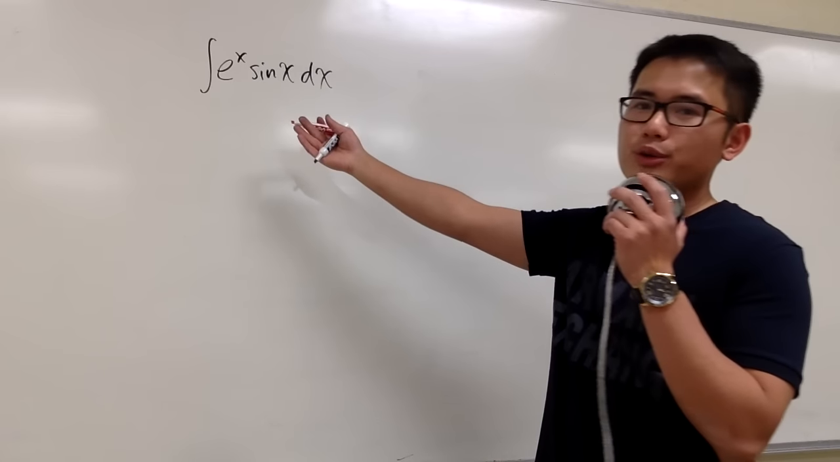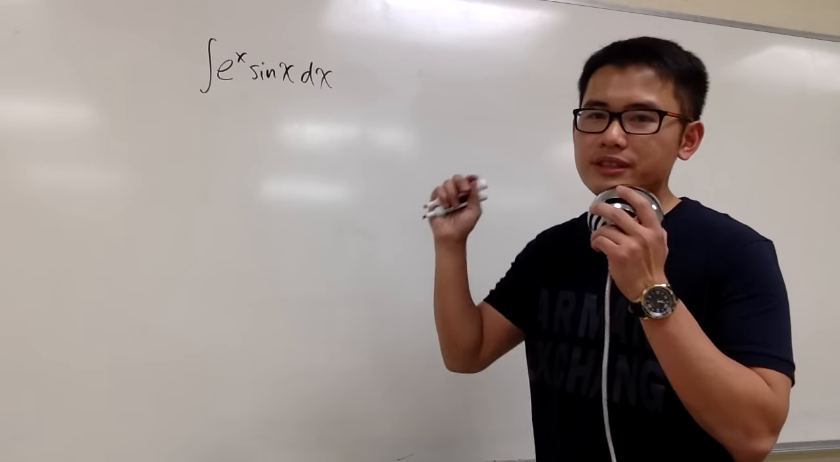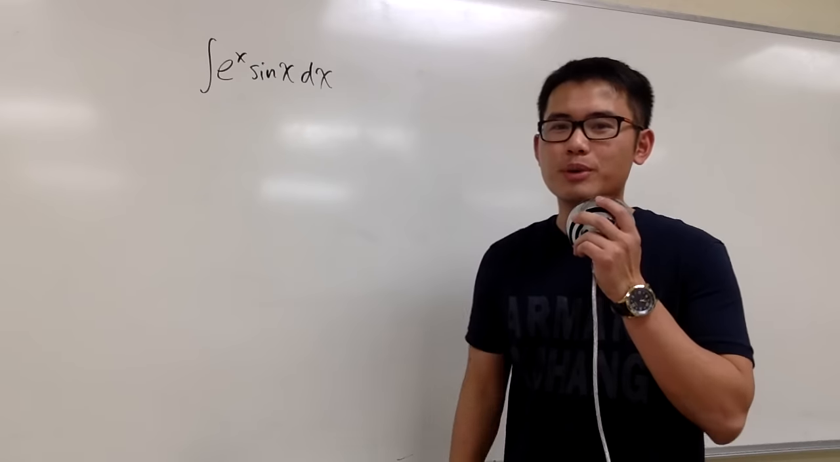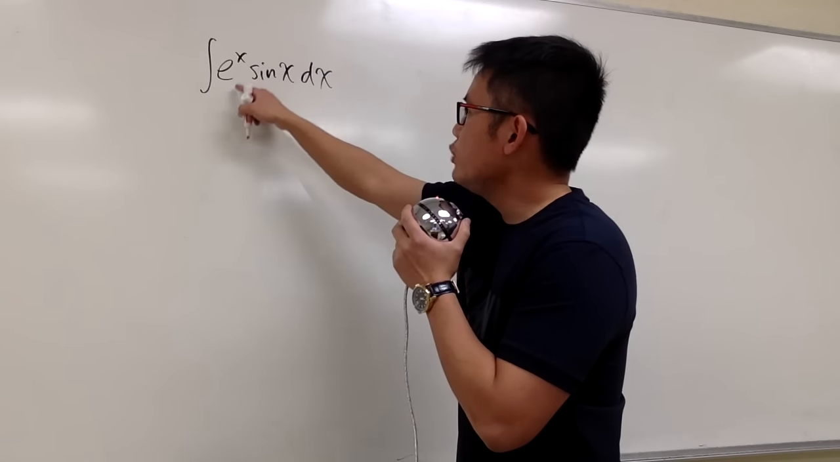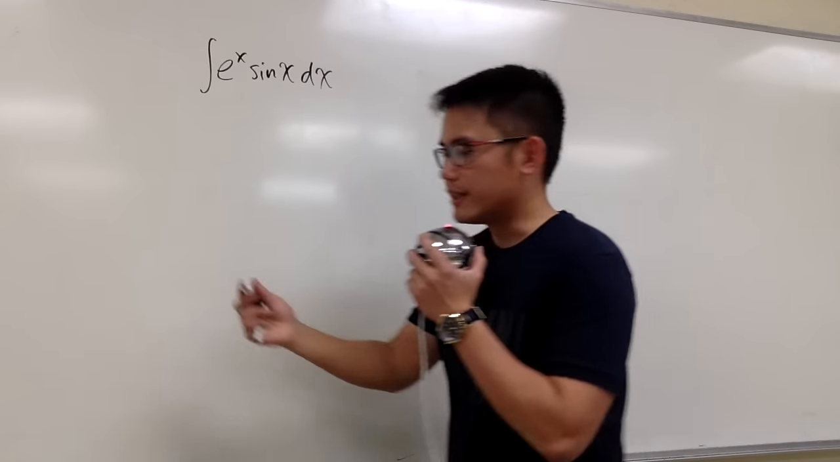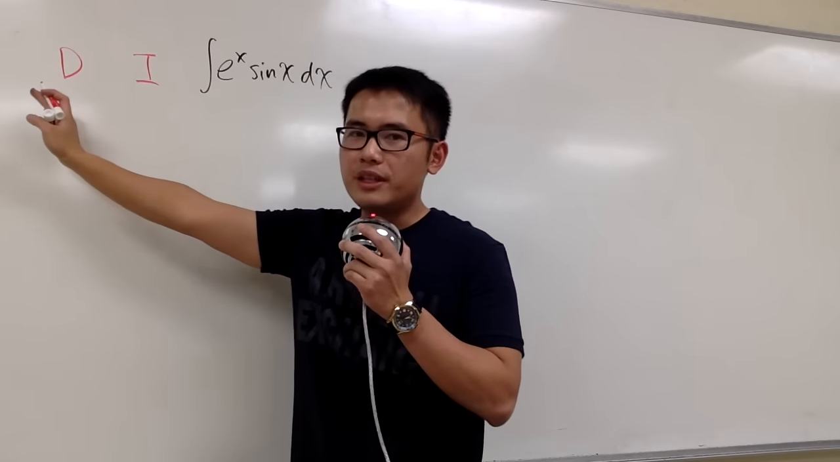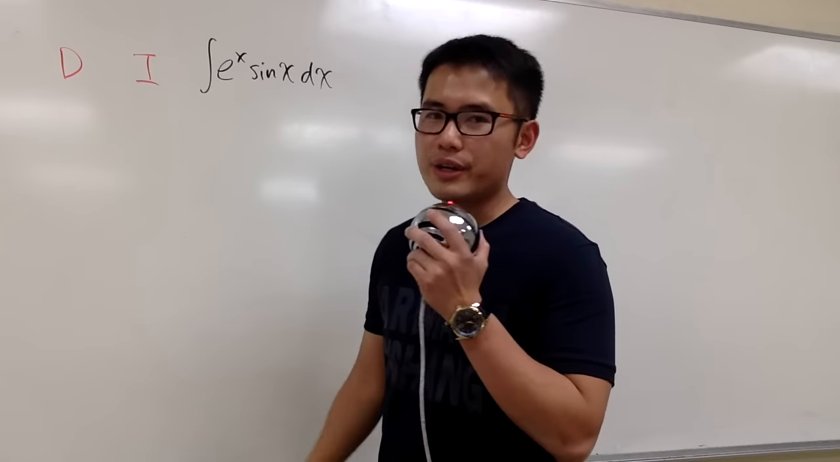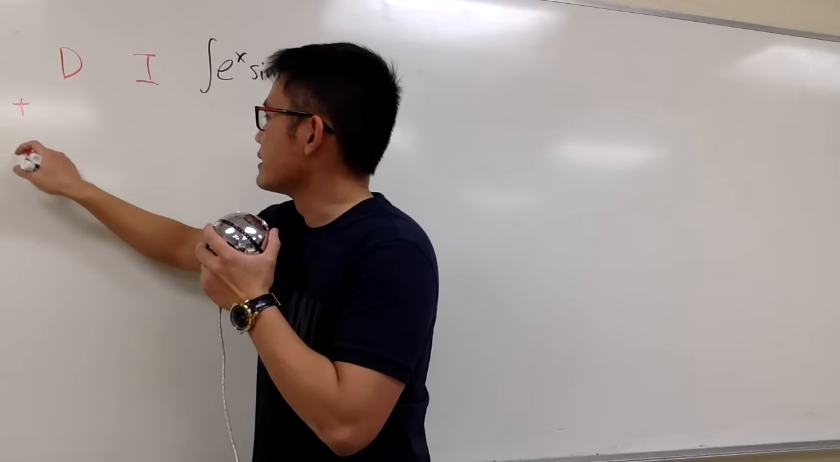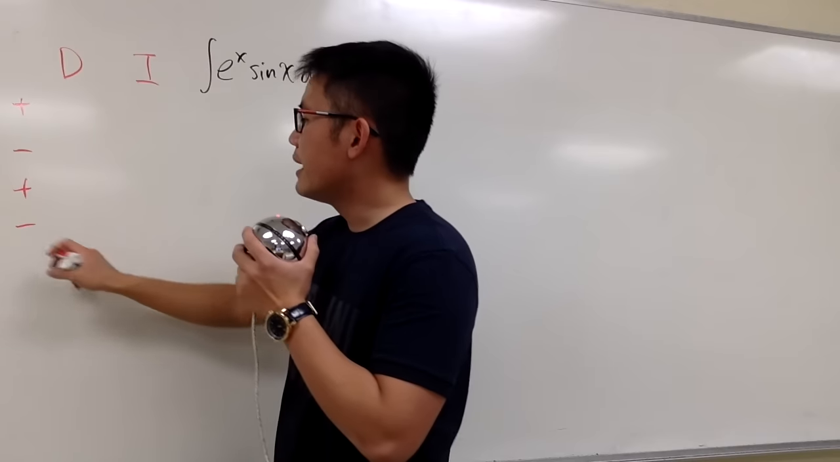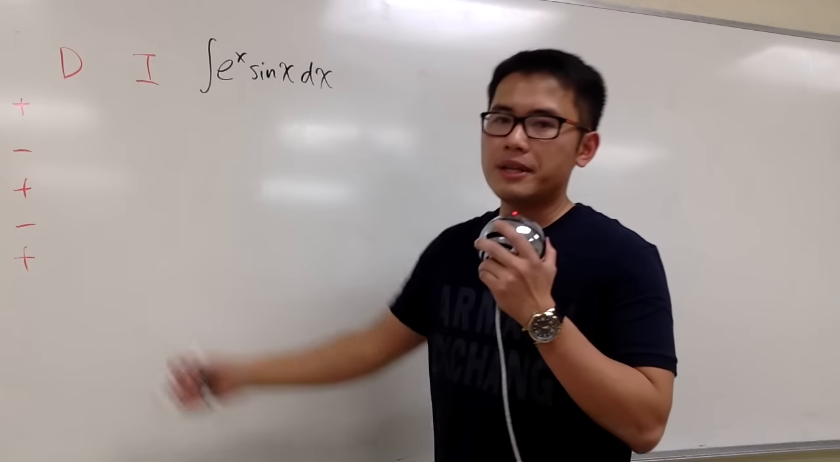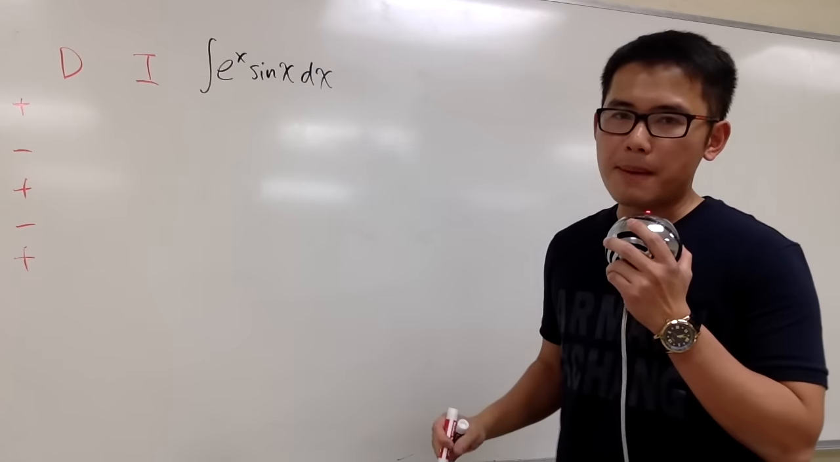This example is going to demonstrate the third stop of using the DI method for integration by parts. We have the integral of e to the x times sine x. So let's get started right away. We have D and I. We are going to pick something to be differentiated and something else to be integrated. And also, let's put down a sign on the side. Plus, minus, plus, minus. I don't know how many I need. Let me just put down a few to set up.